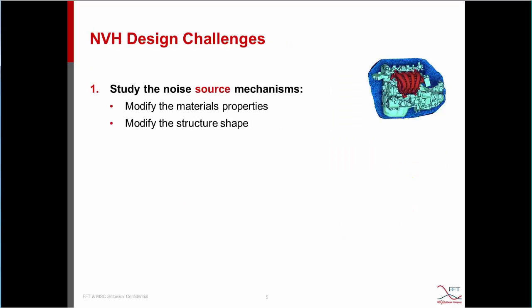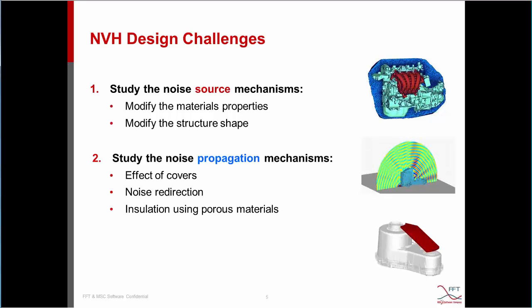So as NVH engineers nowadays, the two main challenges that you need to face are the following. The first one is that you need to study the noise source mechanisms in order to assess structural design changes from an acoustic point of view. So what happens if I modify my material properties or my structure shape? What is the impact of this modification on my acoustic performance? The second challenge is to study the noise propagation mechanism. The objective of that is usually to decrease the noise transmitted to the environment, and to this end, the acoustic performance of covers or noise redirection panels or insulation materials needs to be assessed.